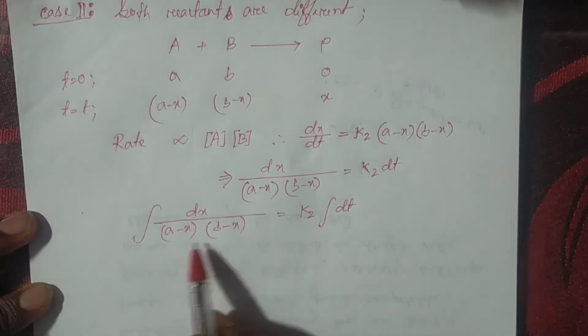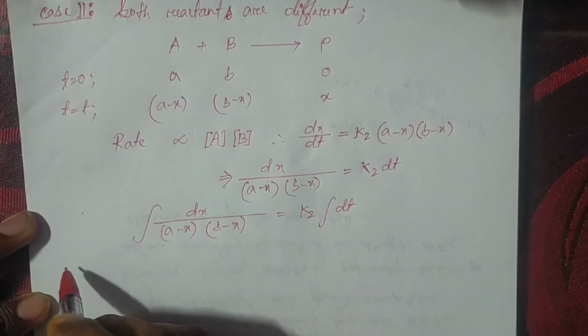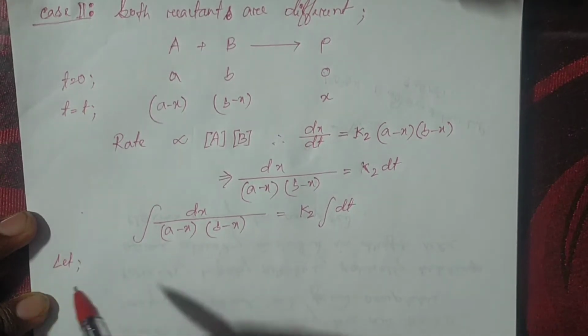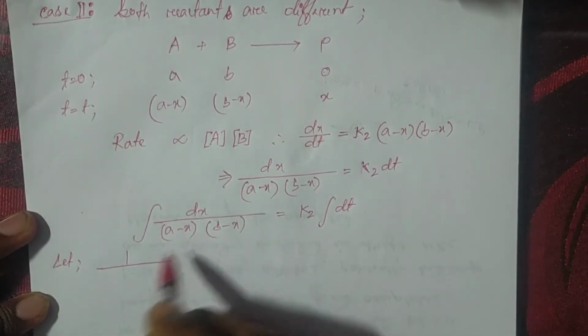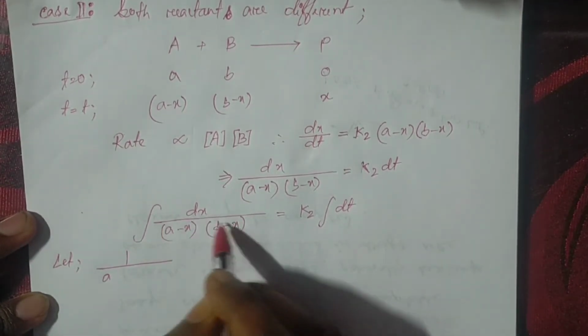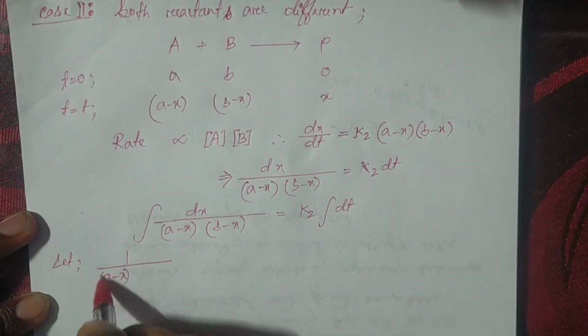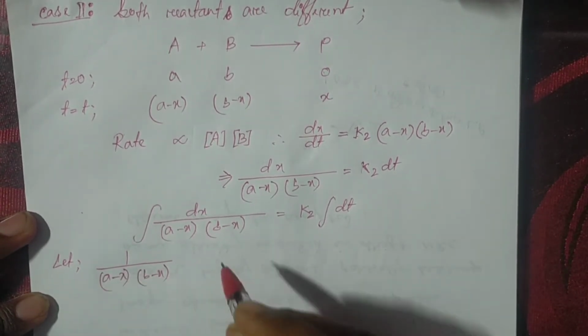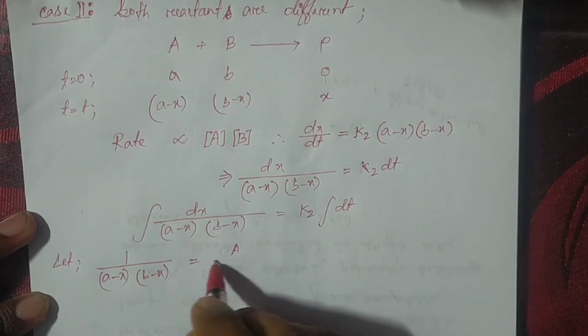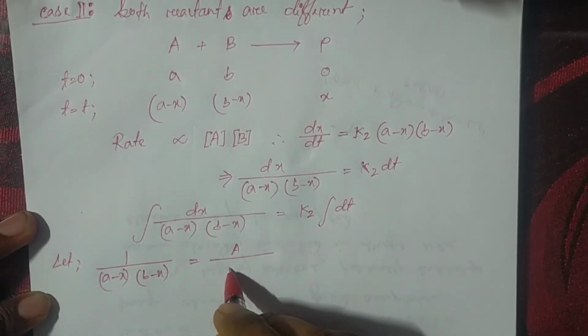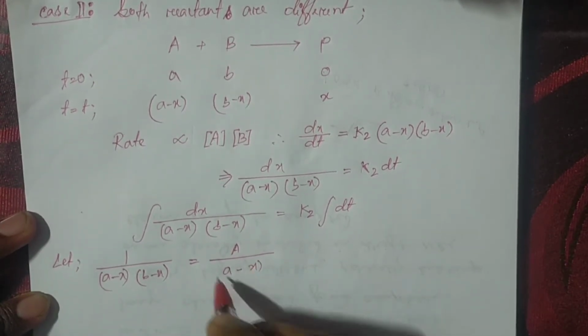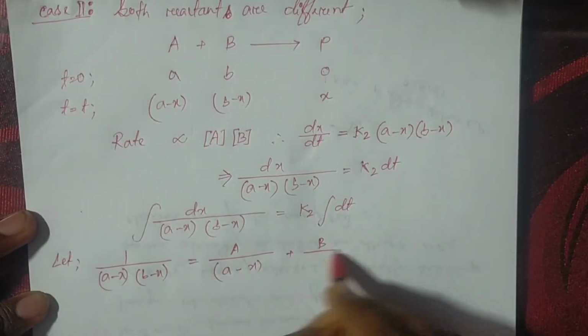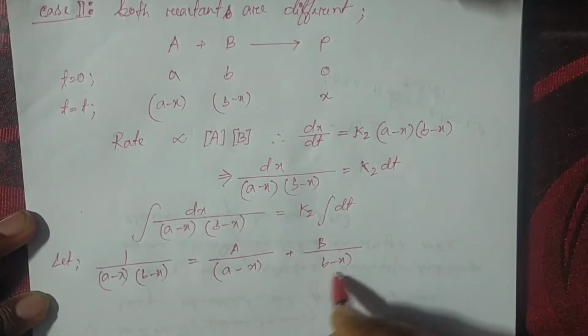To integrate this equation we have to consider first of all this part, 1 by a minus x and b minus x, is equal to a by a minus x plus b minus x.